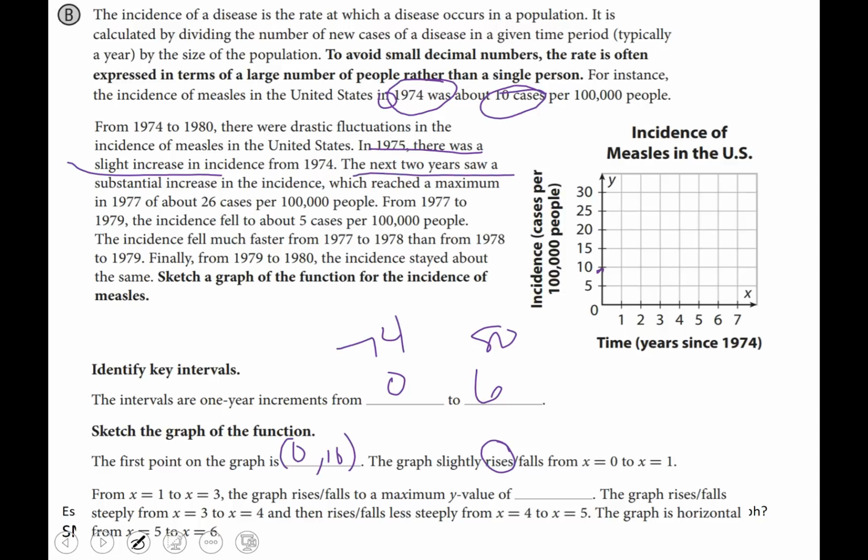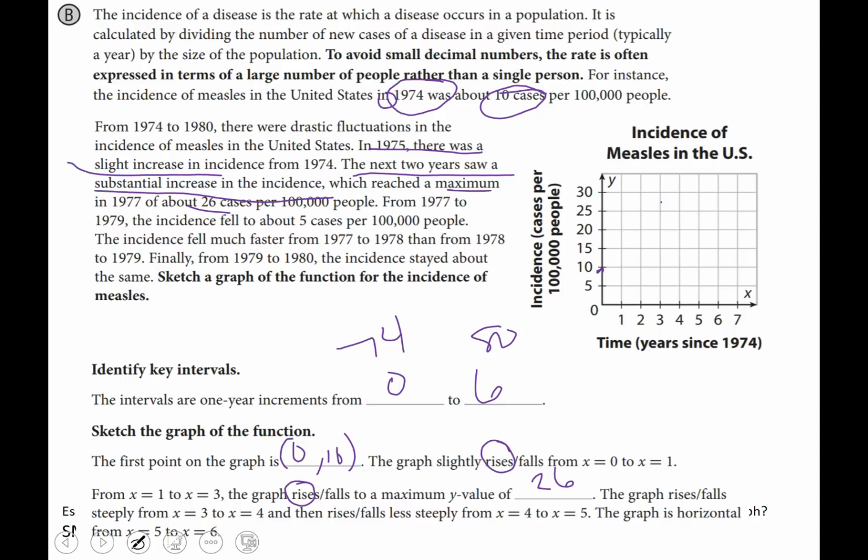Next 2 years saw a substantial increase, maximum at 26. So it rises again to a max of 26. Okay, and I could go ahead and mark that in. So from 1 to 3, I know it's up here at 26. Sorry, I know it's a really small dot.